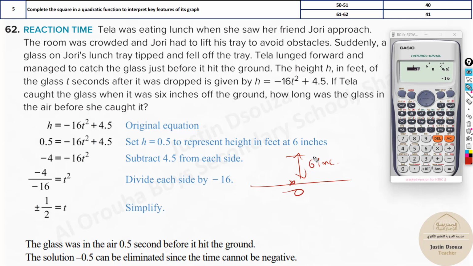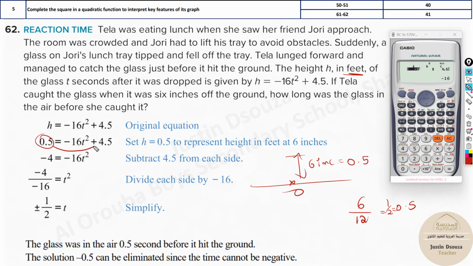All the other things are given in terms of feet, so don't write 6 inches. Convert 6 inches into feet. All you need to do is 6 divided by 12, since 12 inches gives you one foot. That is 0.5, or half. So therefore the height h is 0.5 feet. That's important to know. Now h is 0.5.